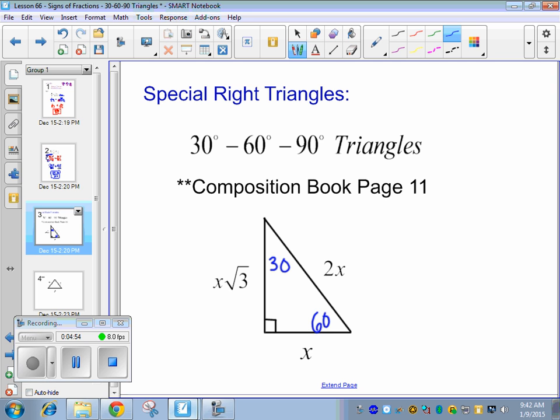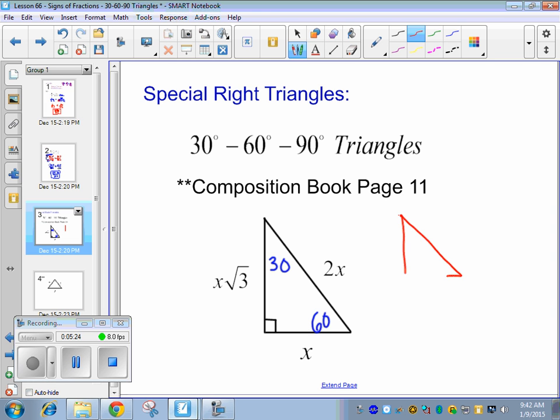And what's special about 30, 60, 90 right triangles is that they always have the same ratios. Okay, so if we know the small side, then we know that the hypotenuse is always twice the small side. Okay, always. And if we know the small side, then this height right here is always whatever this is times the square root of 3. So as long as you know one side, you can figure out the rest of the triangle.